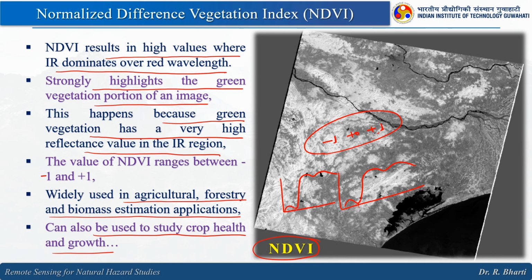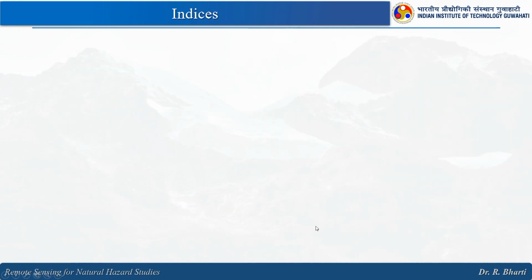This is also vegetation. I hope you are able to see this. This is also vegetation. So, a shift in this slope from here to here indicates the health of the crop or the vegetation, right. So, this is widely used in crop health and growth. This is called red edge, right. You can refer to some of the standard literature and use them in vegetation related studies.